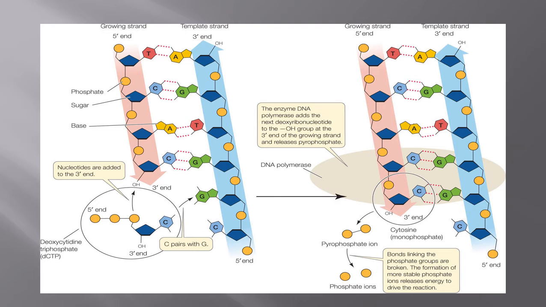You find that there's an enzyme also involved here. The enzyme is the DNA polymerase that adds the next deoxyribonucleotide to the OH group at the 3' end of the growing strand. So this is the template strand, the original strand, and this is the growing strand. The strand is growing in the 5' to 3' direction.